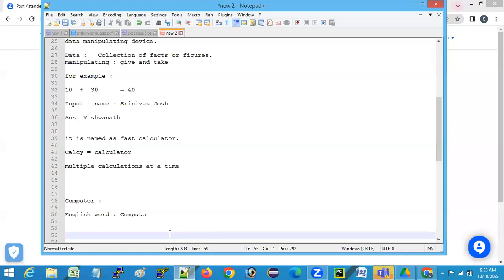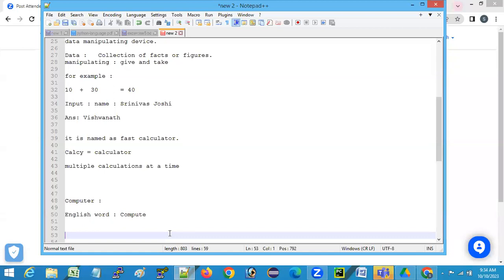It has multiple meanings for that particular word compute. So whatever is required on earth, in IT or in life, all things will be done by this particular device. That's why they named it a computer.